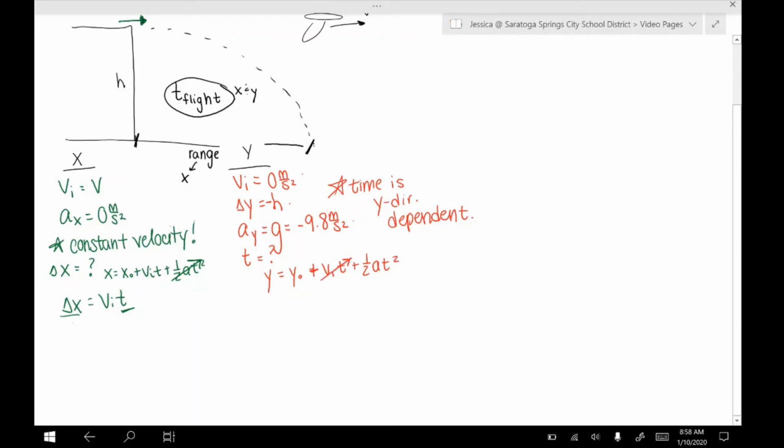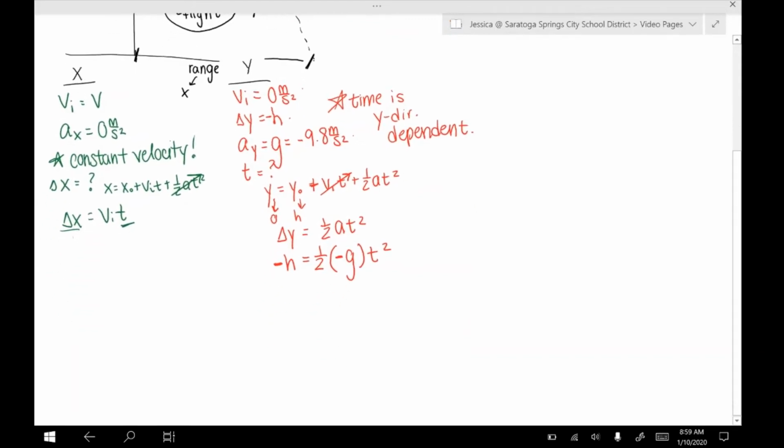My initial velocity is 0. My initial position is a height h. My final position is the ground, 0. So I could rewrite this equation as change in y is 1/2 at squared. And again, I'm plugging in a negative h for that change in y: 1/2 negative g t squared. I'm going to keep that negative out in front so it reminds me that it's down. Again, I'm using this equation to solve for t.